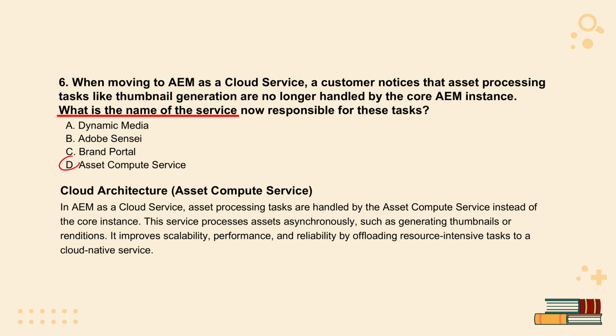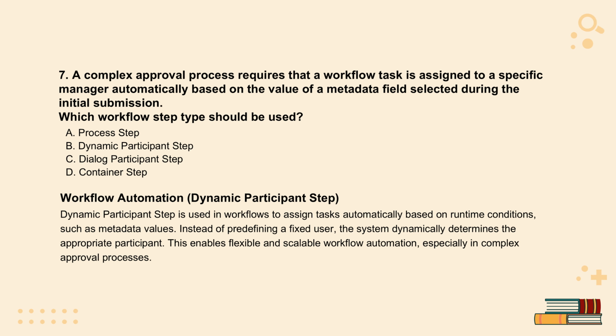Yeah. And just to clear up the other options, Dynamic Media, option A, is for rendering different image sizes on the fly, not the core processing isolation. And Brand Portal is just for distributing assets to agencies. Exactly. Now, we've offloaded the machine tasks, but what about the human bottlenecks? Oh, the workflows. Let's look at question 7.